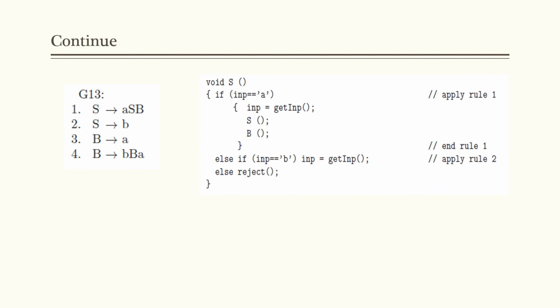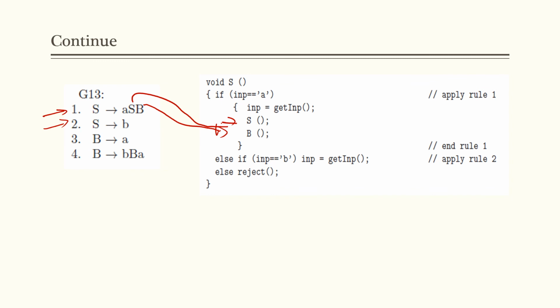Okay, under method S, if the input symbol is A, for S here, they have two rules, the first rule and the second rule. So they need to cater for these rules inside this method. If the input is A, then get the input. This is a method to read the input. After you have read input A, do method S, and then do method B. That is what you do when you see method S. So that is the end of rule 1.